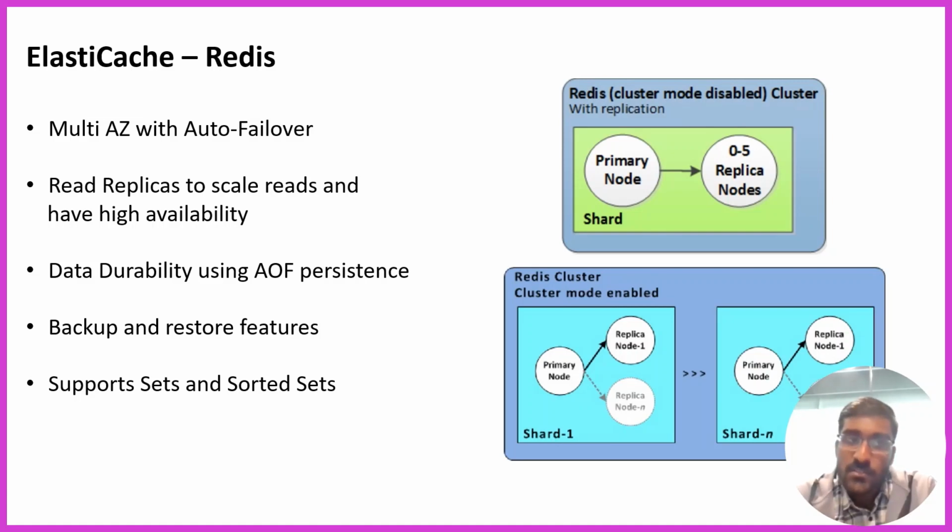Second one is cluster mode enabled. In this mode, we create a Redis cluster in which there are 1 to 90 shards. Each shard has a primary node and up to 5 read replicas. Each read replica in a shard maintains copy of the data from the shard's primary node. Also, Redis supports sets and sorted sets.